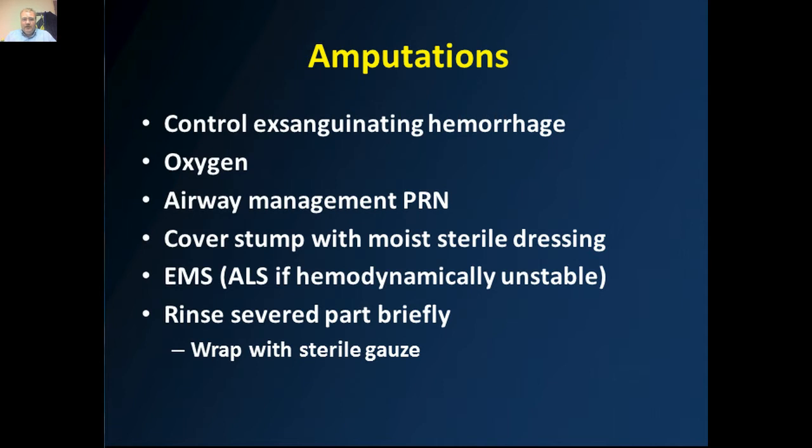If the patient's hemodynamically unstable, they're tachycardic, or their blood pressure is at all low, they need ALS. And briefly rinse the severed part and then wrap it with sterile gauze and transport it with the patient. Don't put it on ice, don't pack it in ice, don't put it in ice water. If you really wrap it up in bulky dressings, you could put it on top of ice or snow, but don't pack it in there. You're looking to keep it cool, not to freeze the tissue.